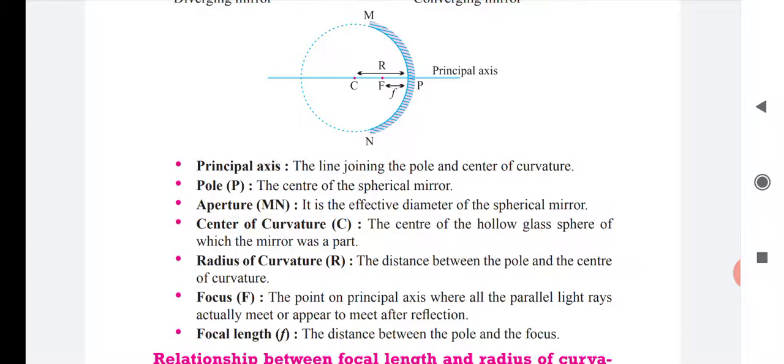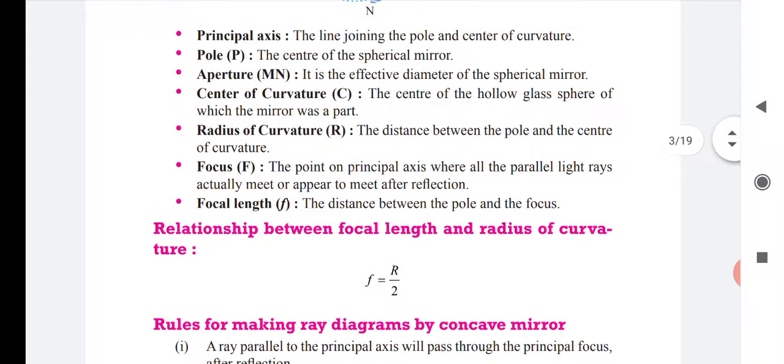And focus, it is the point on the principal axis where all the parallel light rays actually meet or appear to meet after reflection. So next is the focal length, that is the distance between the pole and the focus. Hope you guys understood all the terminologies associated with the mirror. Next, there is one relation between the focal length and the radius of curvature. This relation will be derived in the higher classes or in the foundation classes. For now, let us understand it as f is equal to r by 2.